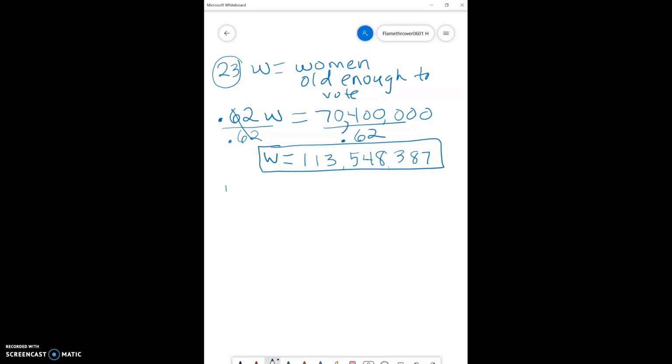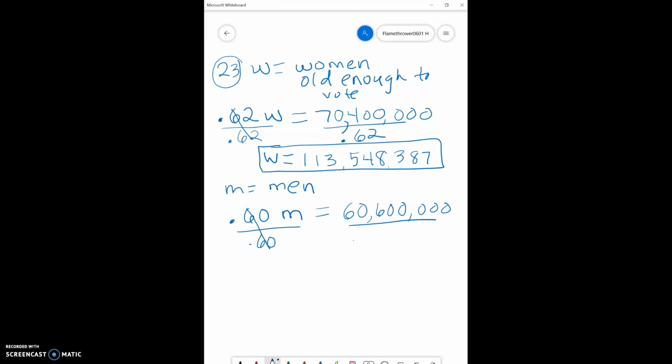And then we have to figure out how many men are old enough to vote. So we're going to let M equal all the men that are old enough to vote. So we know that 60% voted. So 60% of the number of men old enough to vote is 60.6 million men. So that's how you would write it: 60,600,000.